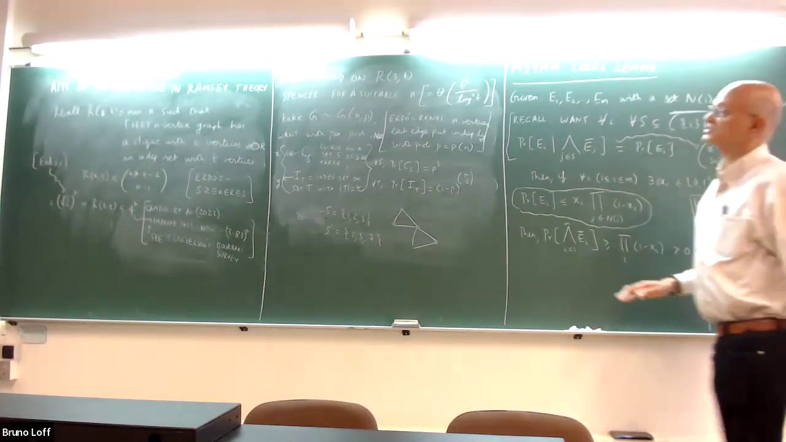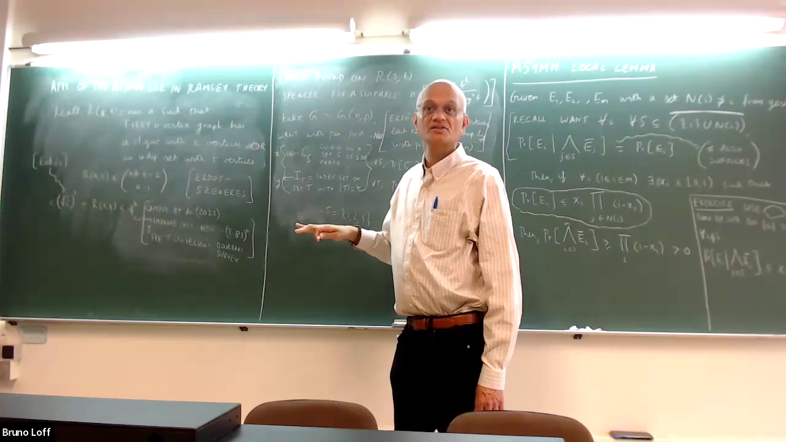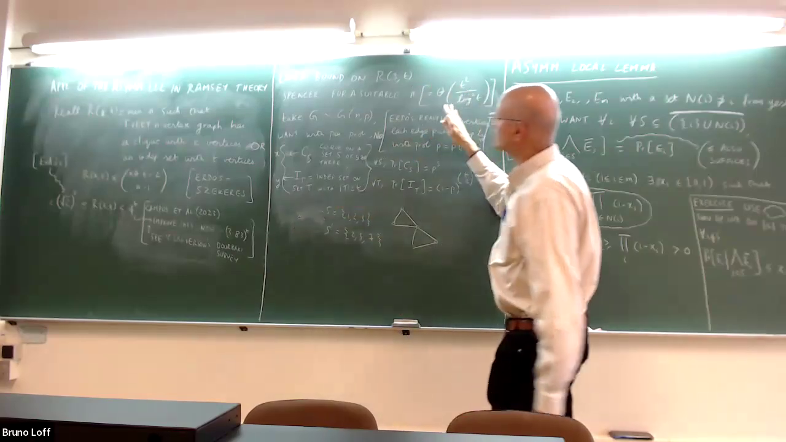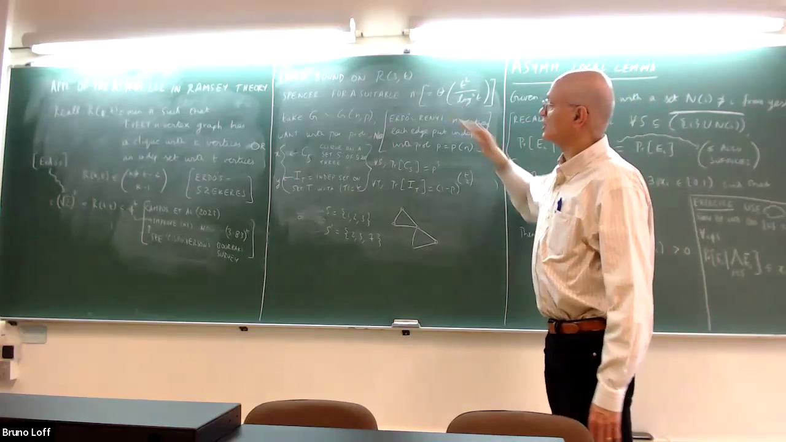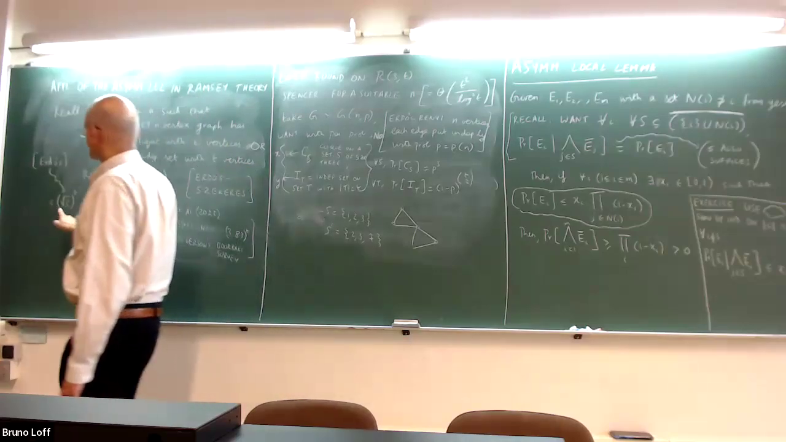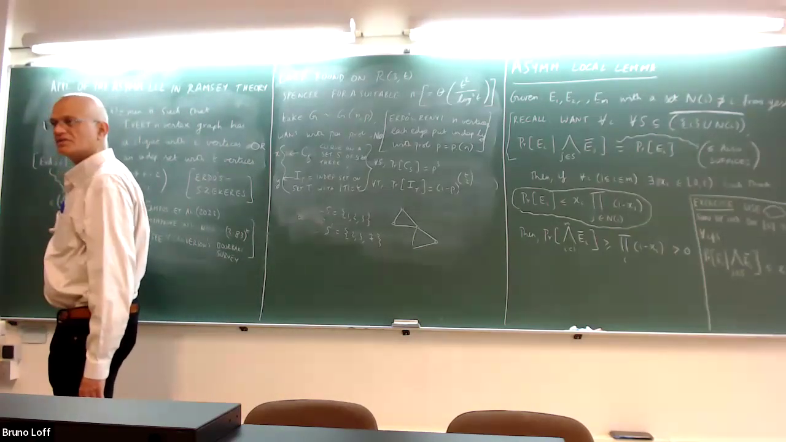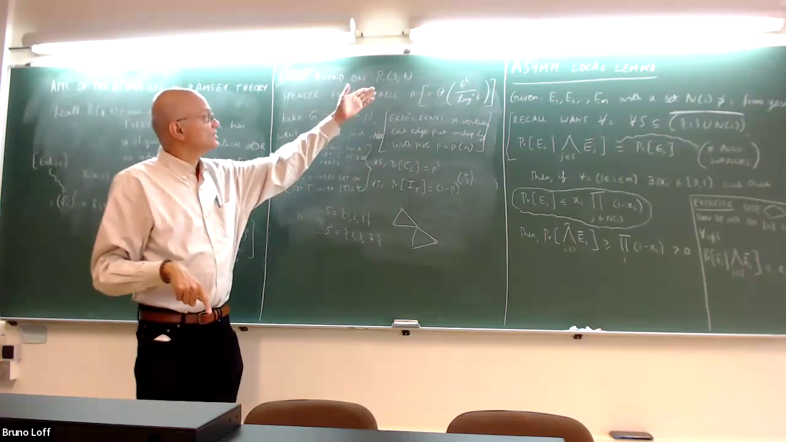Therefore, there exists such a graph with positive probability. Therefore, you'll get a lower bound on R3, right? Just like the earlier probabilistic construction gave a lower bound on RT. That was much easier. This is more sophisticated, and this gives you this.